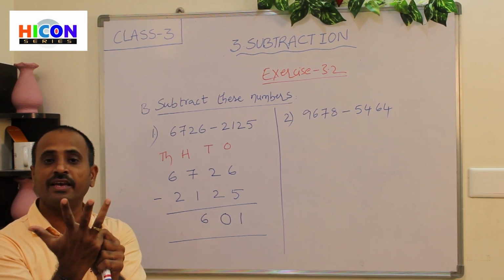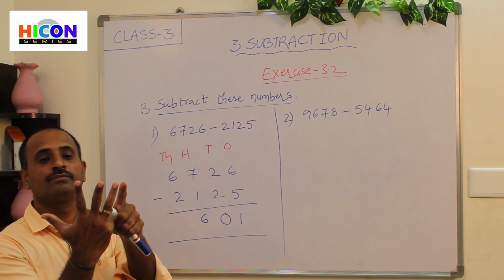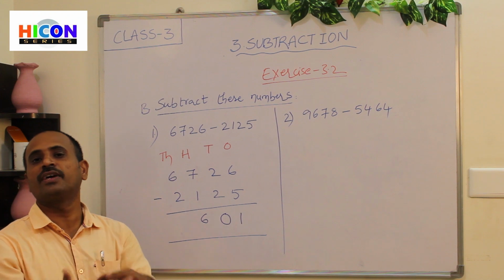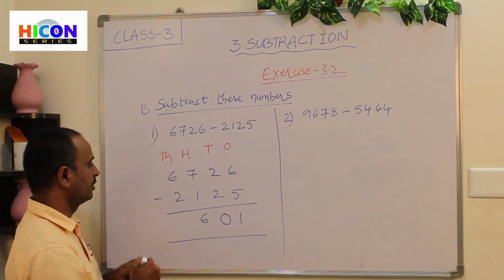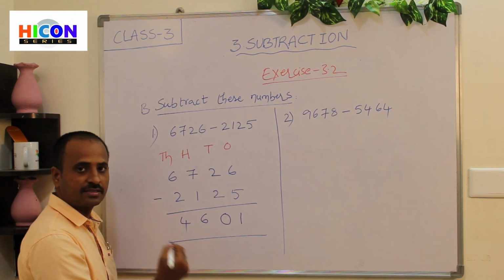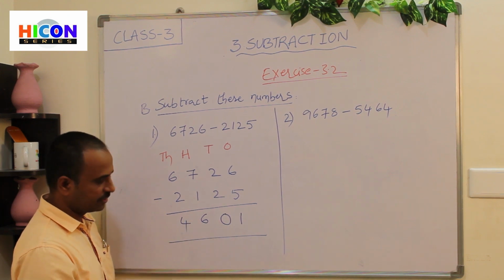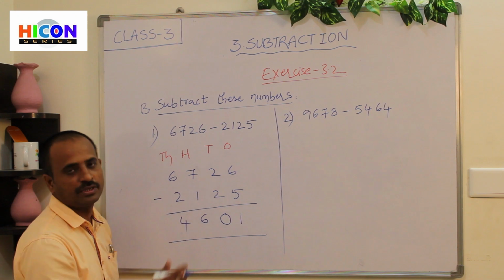How many fingers are there remaining? So children, 1, 2, 3 and 4. So there are 4 fingers remaining. So write 4 under thousands place. Answer is 4601. So in this way, we can do this type of subtraction.